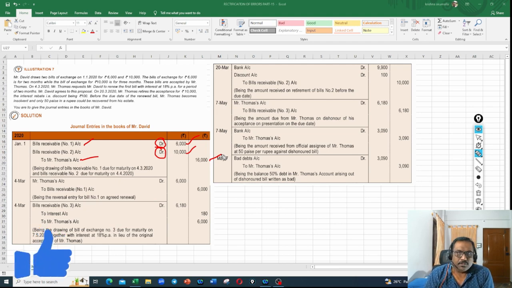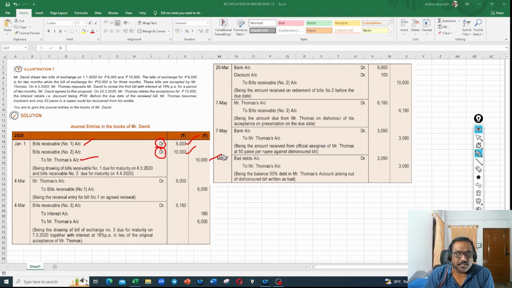Simple. So he drew two bills. I'm talking about only David's books. Thomas's books, he did not ask. But you know how to post the journal entry. Suppose if at all you need to post this entry in Thomas's books, what entry would you write?